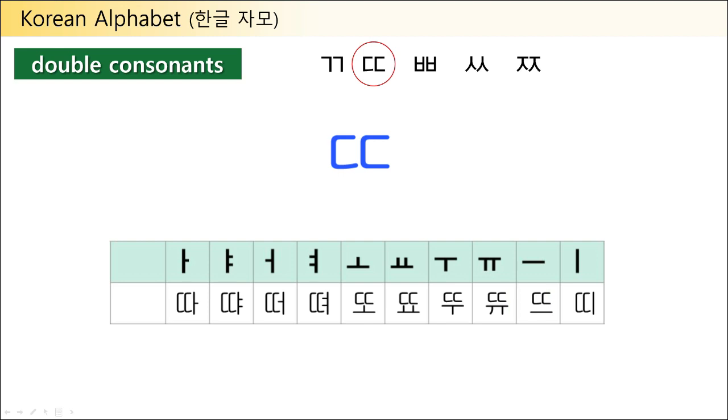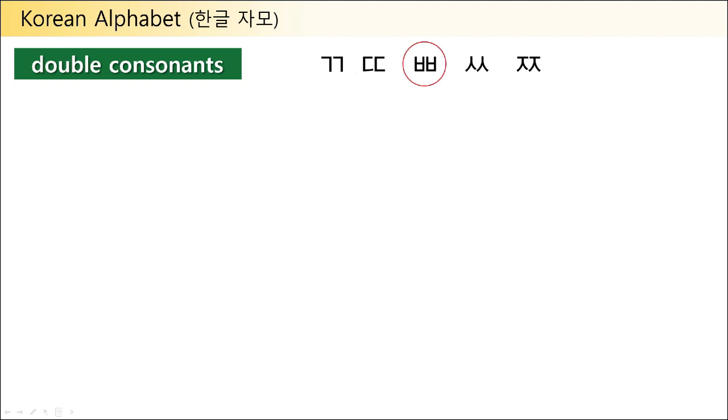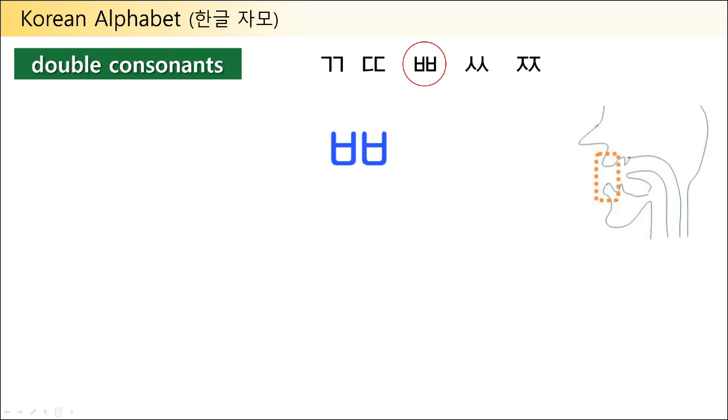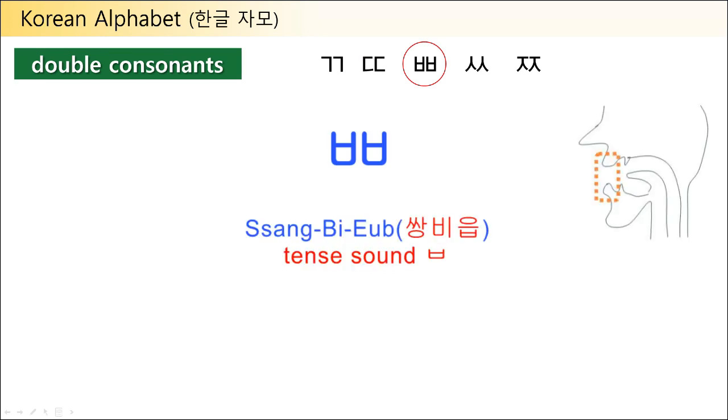Great. Remember that you have to pronounce this double consonant applying strength to the end of your tongue. Next consonant, double bieup. We call it sang bieup. It has a tense sound of bieup. You have to pronounce it applying strength to your lips.